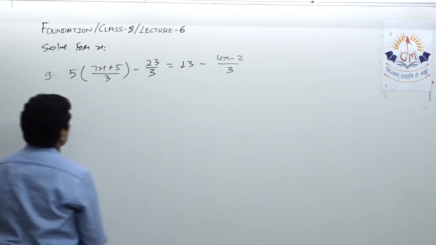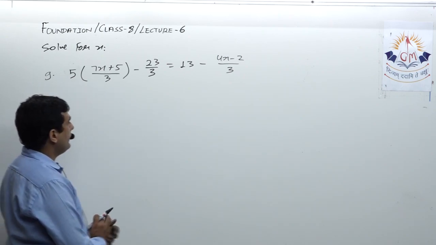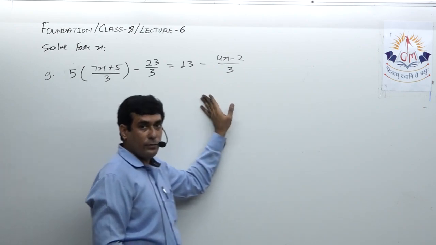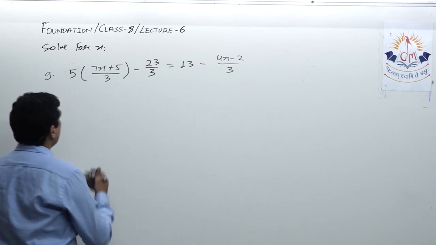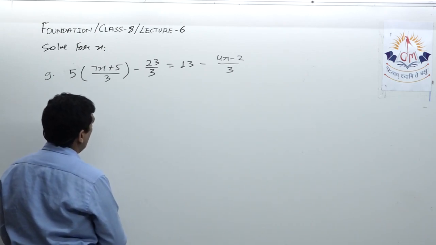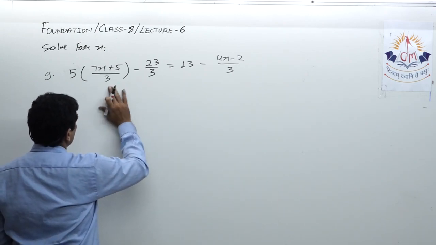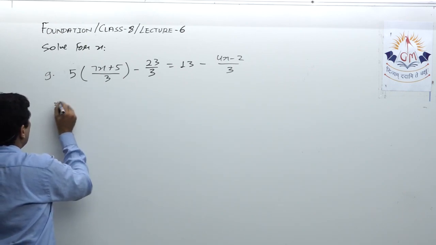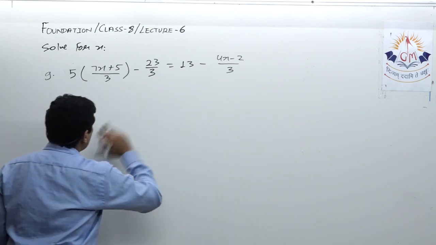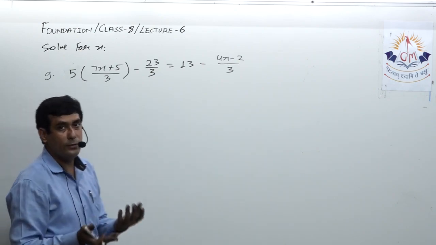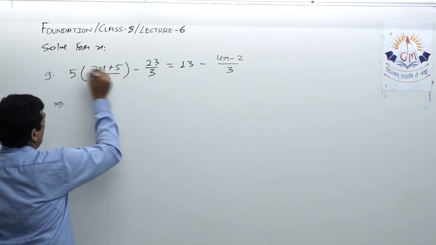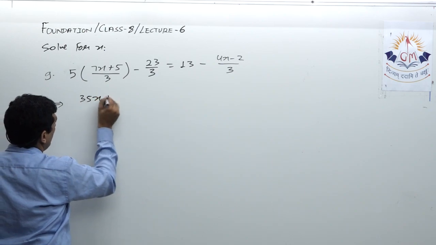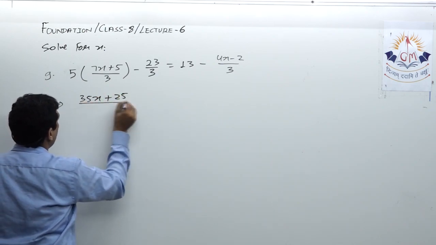So again here we can do one thing, that we take the terms containing x on the same side and the constants on the other side, or we can directly start solving it by taking LCM, because over there the denominator is same. So I'm starting directly without transposing terms from left to right or from right to left. So first of all I'll multiply. So here 35x plus 25 divided by 3.